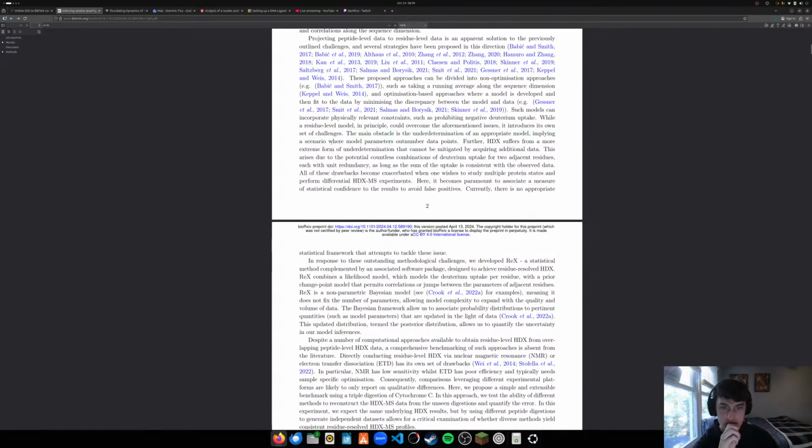Further, HDX suffers from a more extreme form of underdetermination that cannot be mitigated by acquiring additional data. This arises due to the potential countless combinations of deuterium uptake for two adjacent residues, each with unit redundancy, as long as the sum of the uptake is consistent with the observed data. All right, I don't understand this.